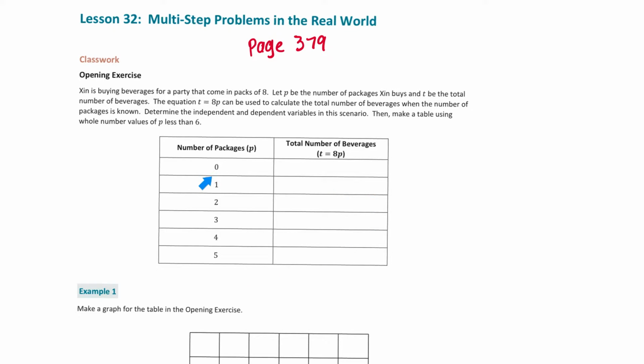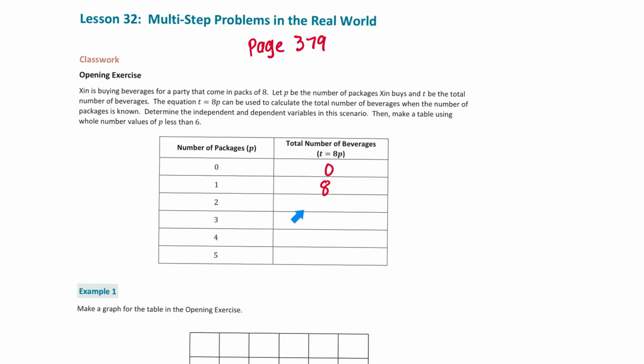If you buy no packages of beverages, how many drinks are you going to have? If you buy nothing, are you going to have any drinks or beverages? The answer is going to be... What about if you buy one package? How many beverages is that going to be? You have to keep in mind, there are 8 beverages on each pack. So if you have one pack, how many beverages are you going to have? 8. Thank you. You're correct, Araceli. That's 8. How about if you have 2 packages?